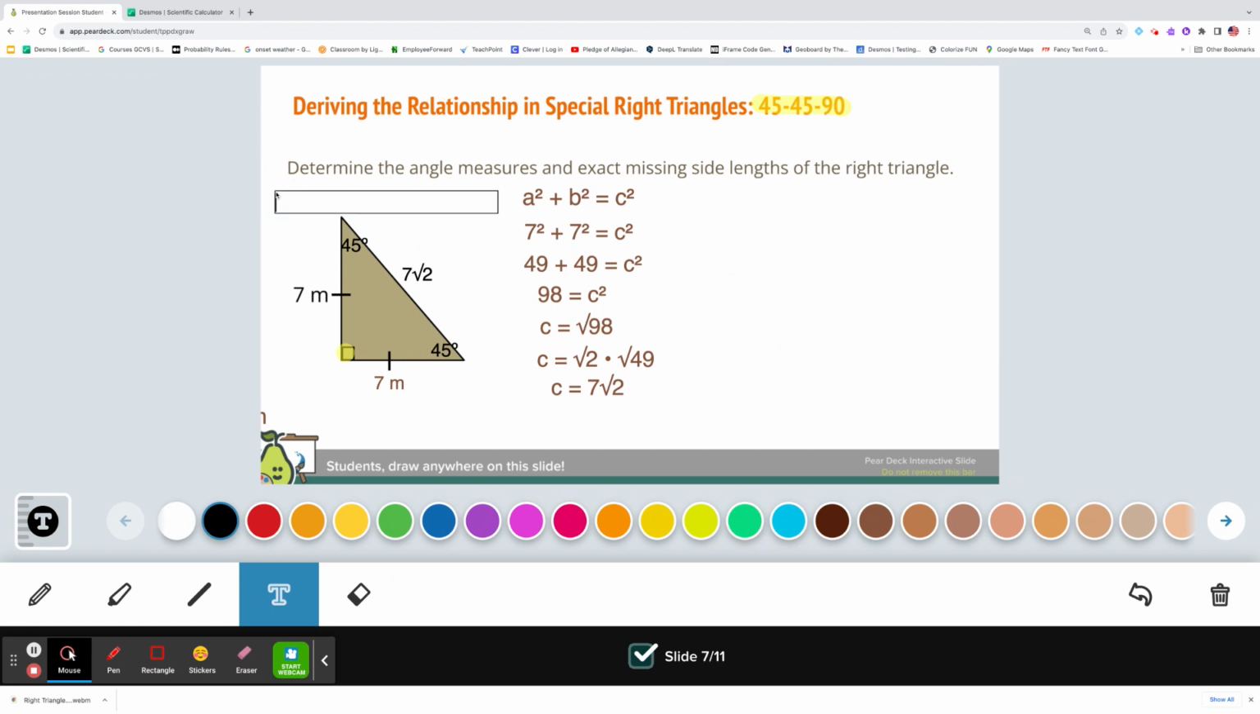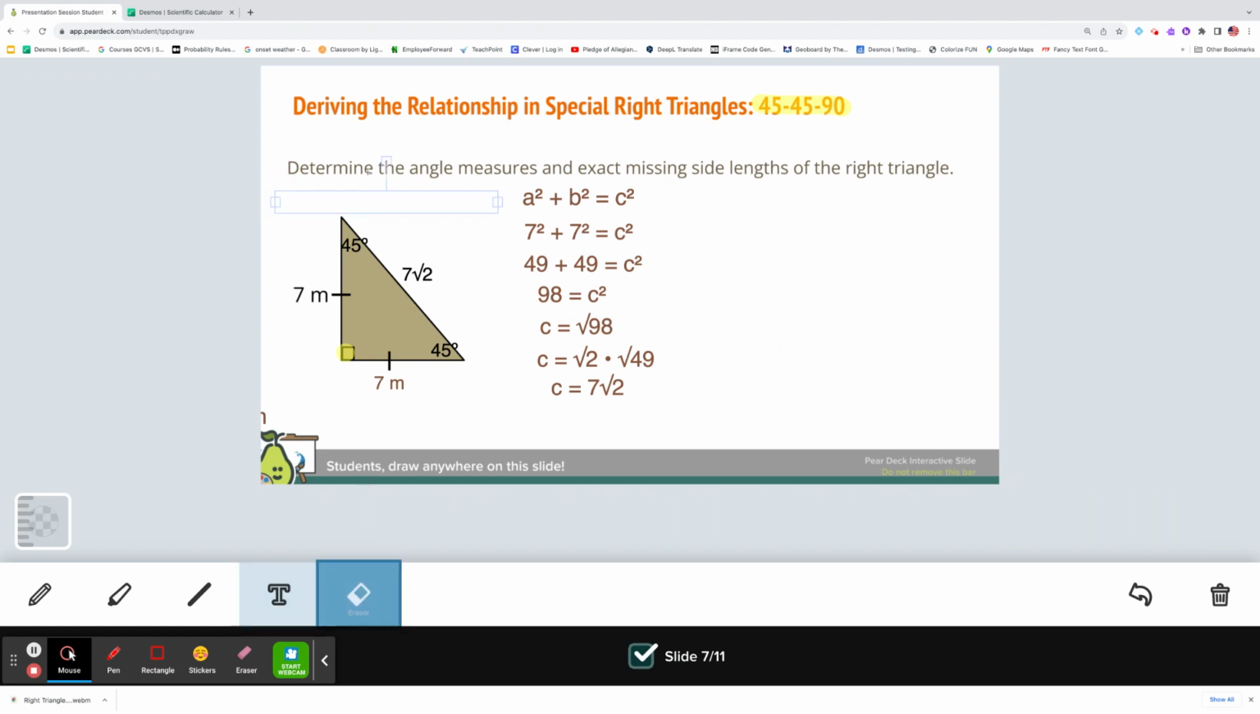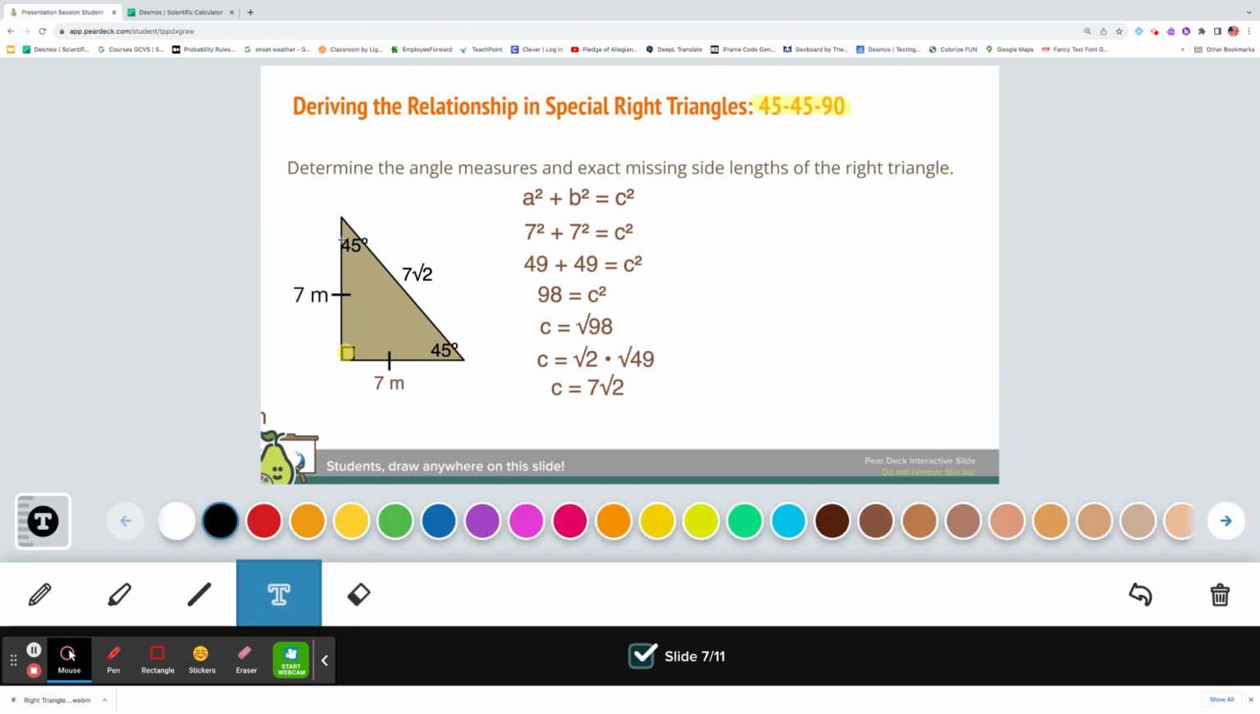And what we want to do now that we have the exact value of the hypotenuse is think about what is the relationship between the sides of a 45-45-90. Well, we have two sides that are always going to be congruent, and the hypotenuse is going to be the square root of 2 times the leg length. So keep that in mind when we solve for 45-45-90 special right triangles.